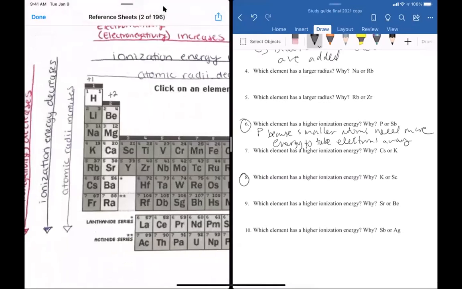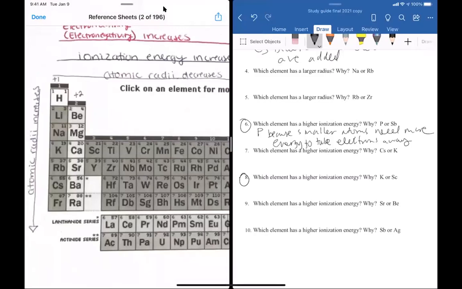What do you guys think? Remember, ionization. Sorry? SC. So it would be SC. And again, you can use the same explanation as 6. So you just copy that. Because smaller atoms need more energy to take electrons away. Questions?